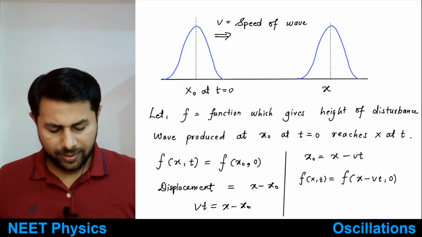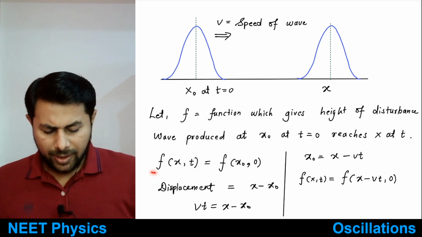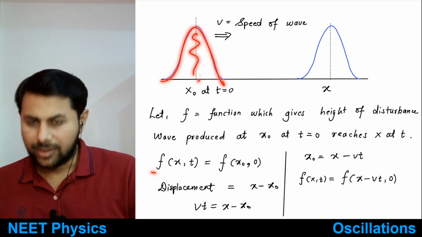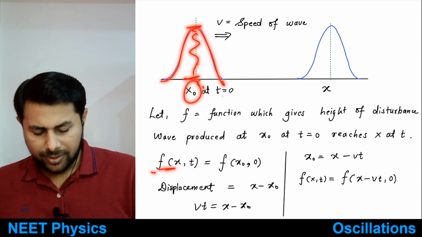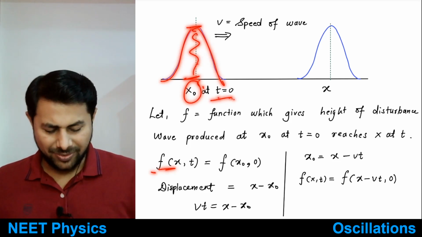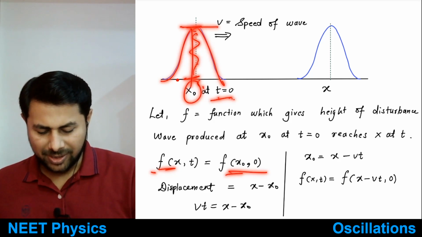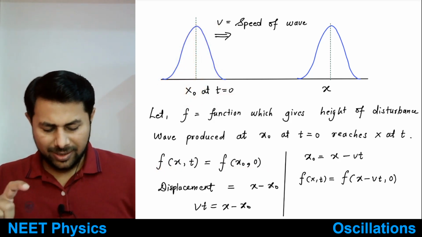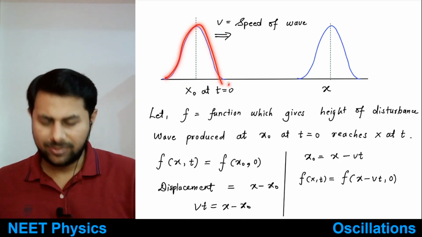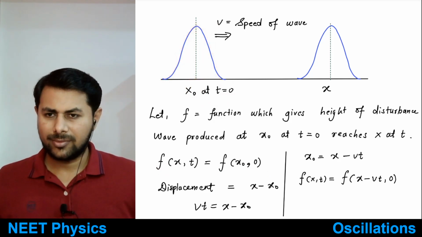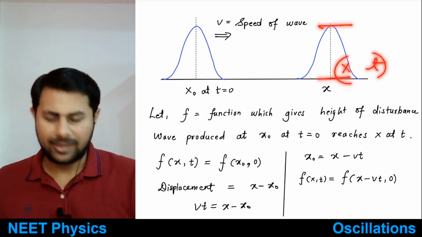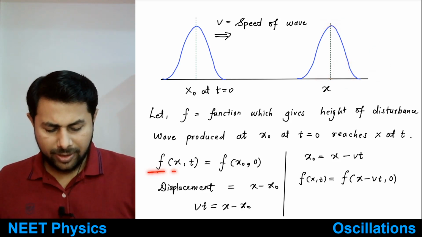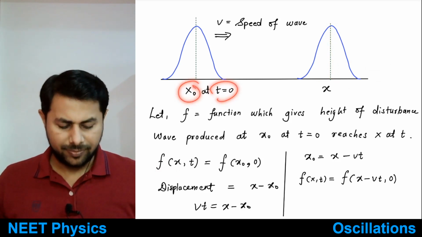Two things. Whatever is the value of this function at position x naught and time t equal to 0, the same would be the value of this function at position x at time t. Because the height is given by this function f, whatever its value at this position at time t equal to 0, the same would be its value at position x at time t. So f of x and t is equal to f of x naught at time t equal to 0.